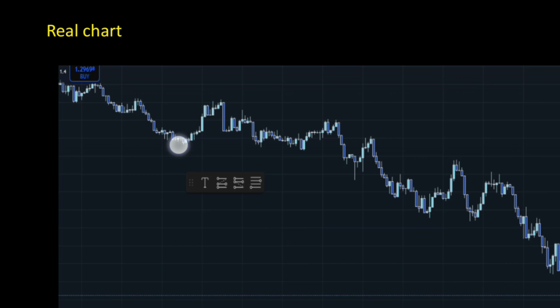So this is how the real chart will appear. The price moves down, it moves up, it further moves down, creating a lower low, it moves up, creating a lower high, moves down, creating a lower low.